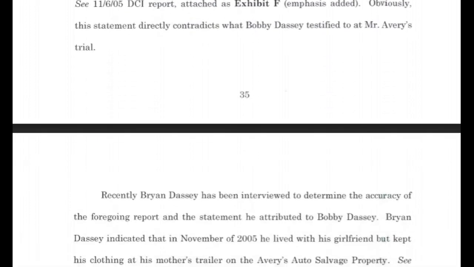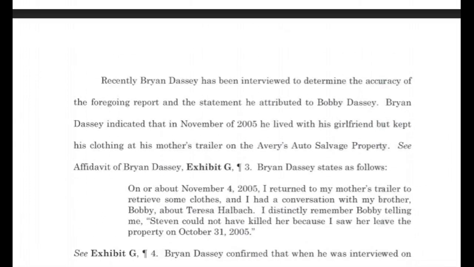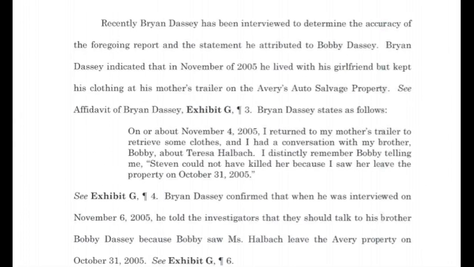Obviously, this statement directly contradicts what Bobby Dassey testified to in Mr. Avery's trial. Recently, Brian Dassey has been interviewed again to determine the accuracy of this foregoing report and the statement he attributed to Bobby Dassey. Brian Dassey indicated that in November of 2005 he lived with his girlfriend but kept his clothing at his mother's trailer on the Avery salvage property. See the affidavit of Brian Dassey.